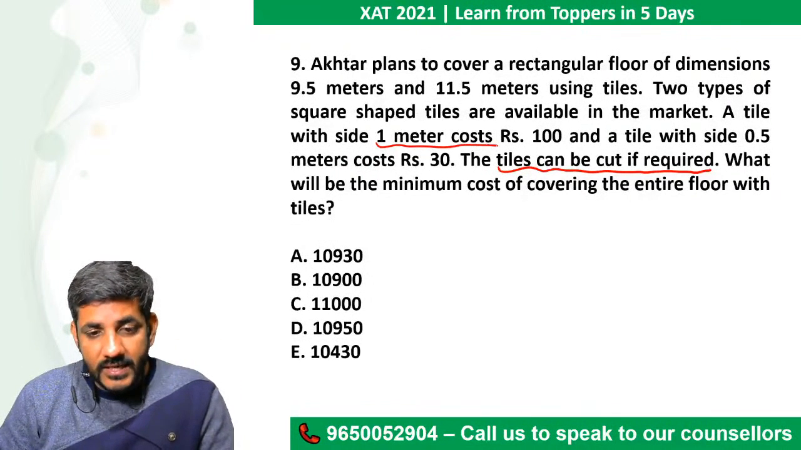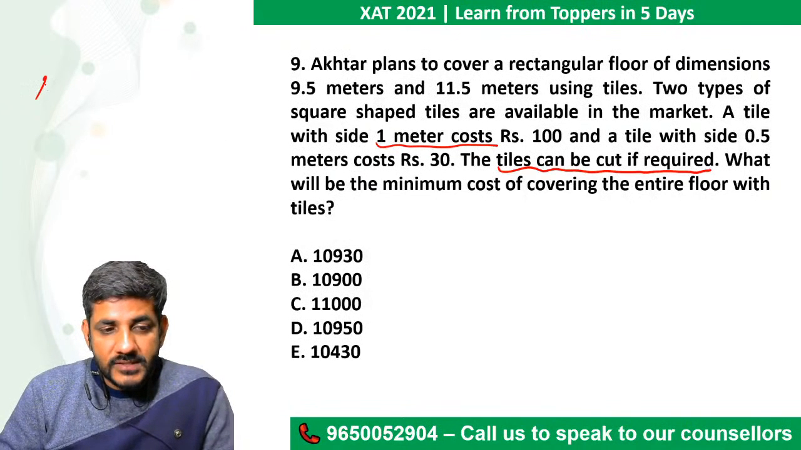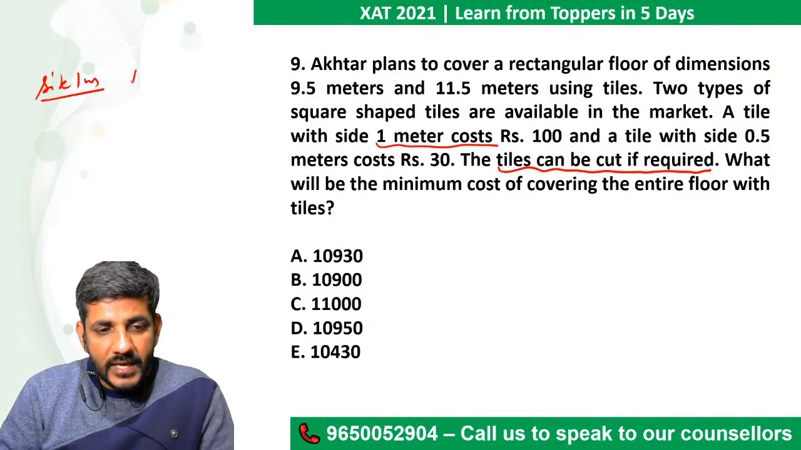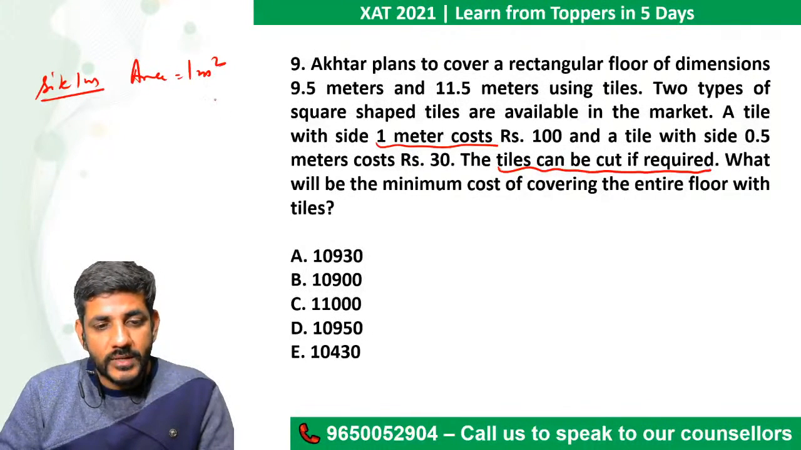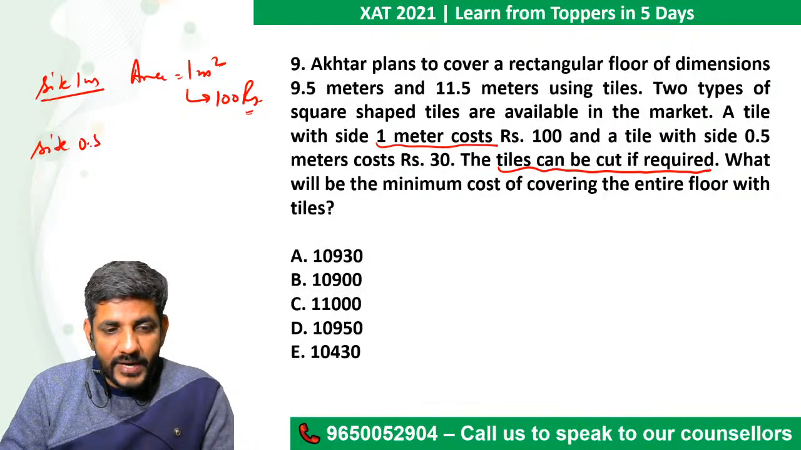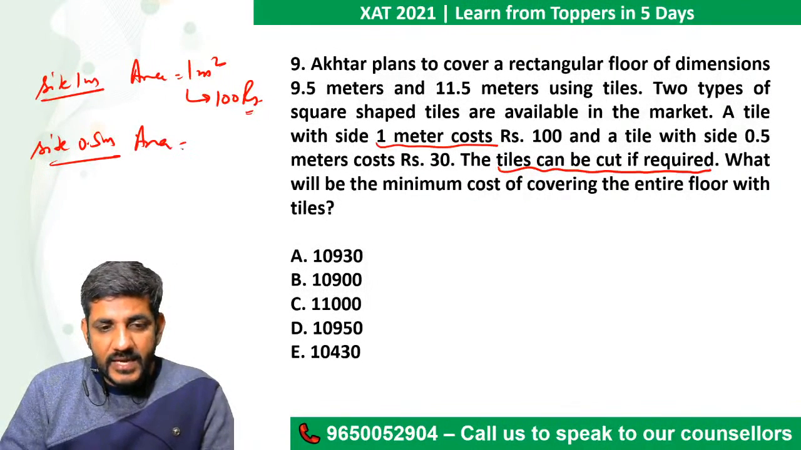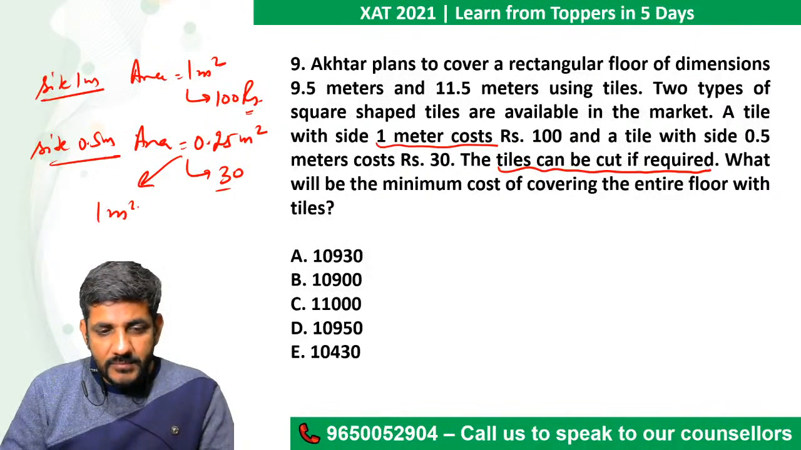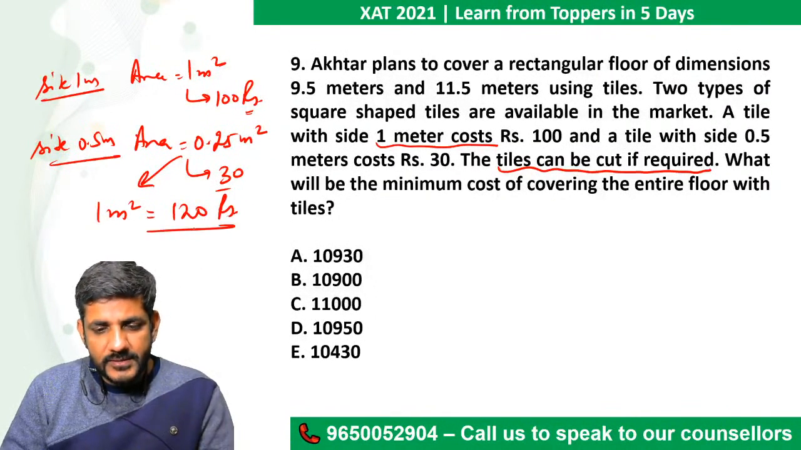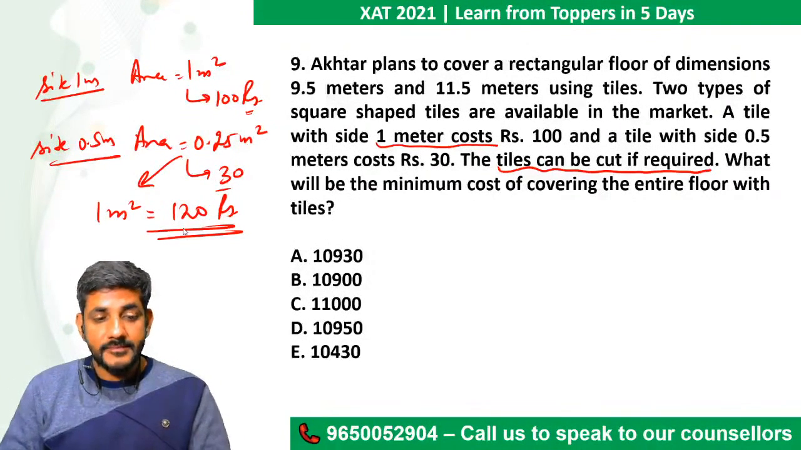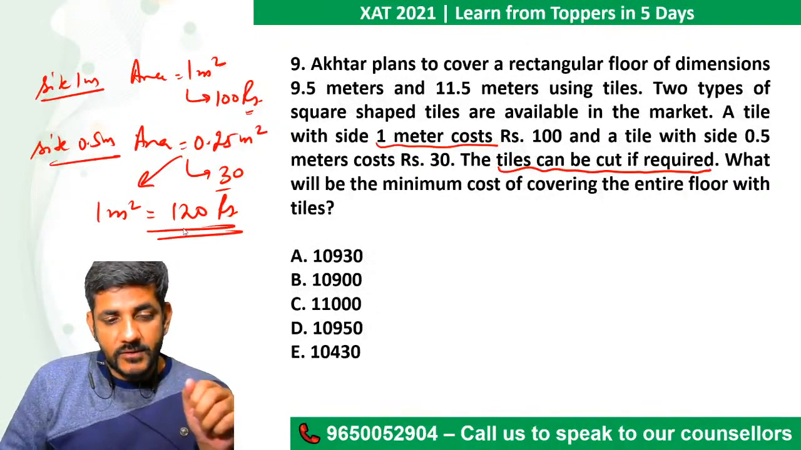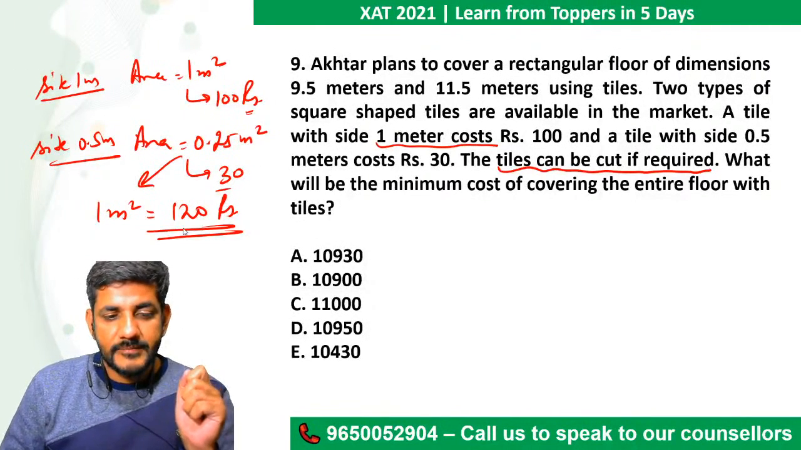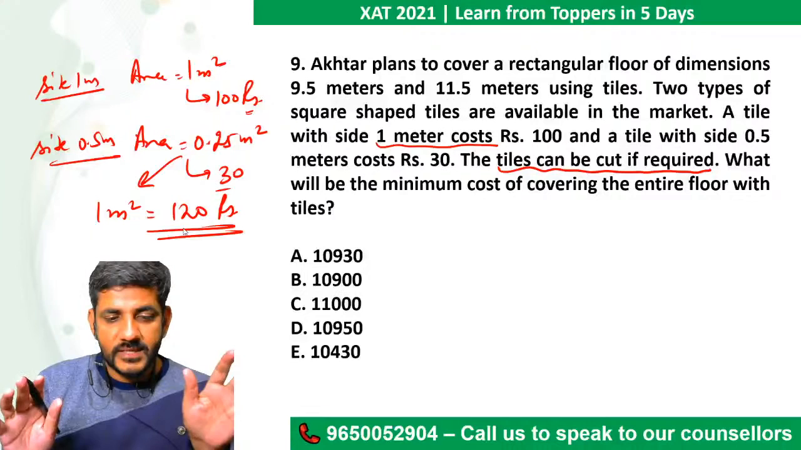If I talk about the tile with side 1 meter, the area of that tile is 1 meter square and it costs me 100 rupees. And the other tile whose side is 0.5 meter, can I say the area of that tile is 0.25 meter square and it costs me 30. That means if I take 1 meter square of this tile, it will cost me 120 rupees. I hope this is clear.